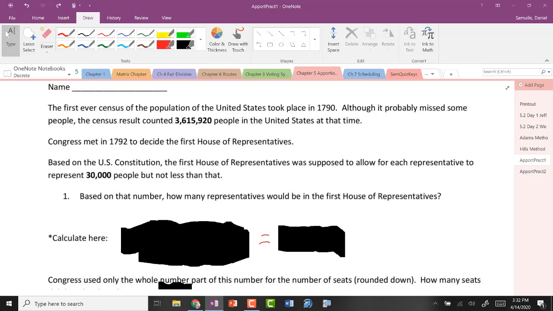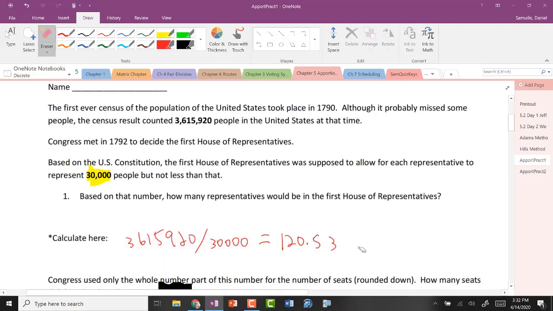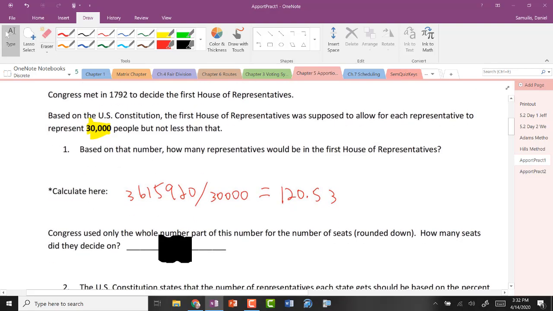So what we first had to do is figure out how many representatives should we have. So the founding fathers decided that one representative should be for every 30,000 people. So the amount of representatives we should have is, it's nice, dividing the population by 30,000. And that's how many representatives we should start with. So check that out. And then reading those directions, rounded down.